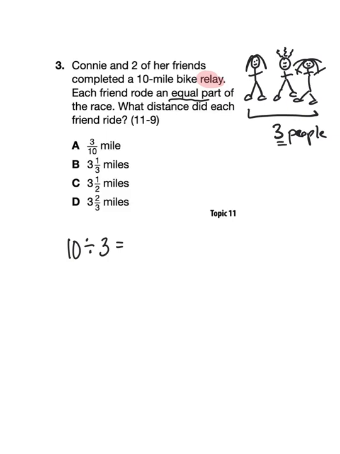So we're doing 10 divided by 3. Now we can represent this with a tape diagram. Okay, so here is her 10-mile relay race, and I can divide it into portions for each friend.